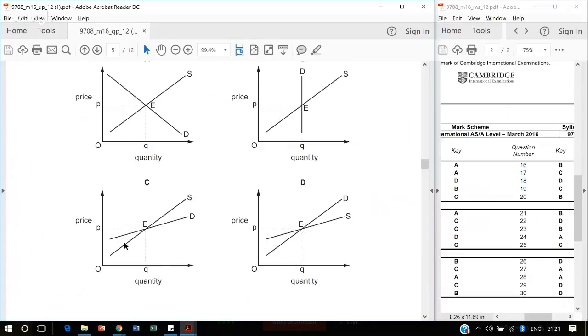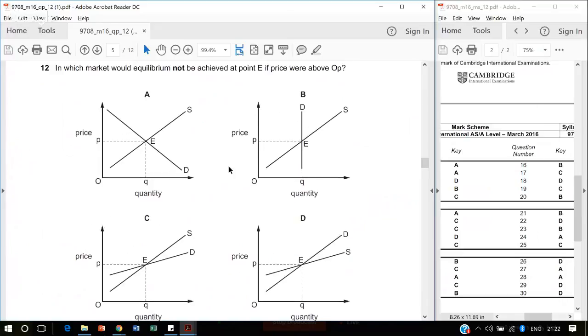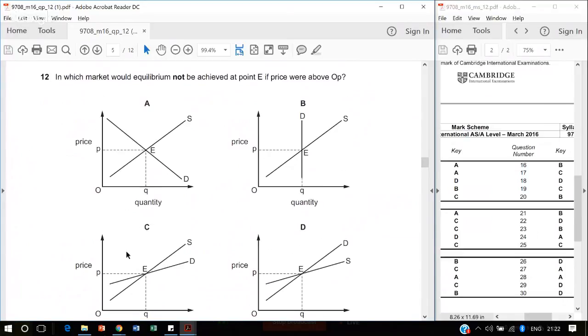In C, there's something more interesting going on. So we see a positively sloped demand curve, which is more elastic than the supply curve. So if we have a price which is too high, then there is more demand than supply, which means that we won't revert to that equilibrium because demand is higher than supply. So actually that's going to push the prices up even higher because there is excess demand. So we're not going to revert to this neat equilibrium. So the answer is 12C.